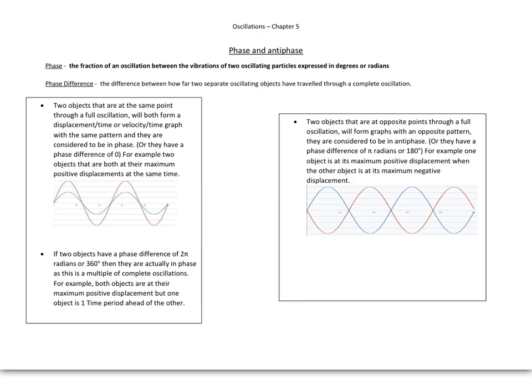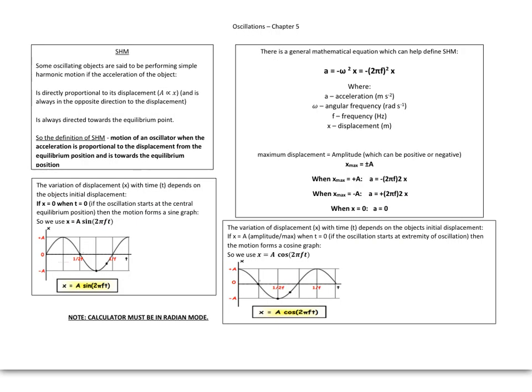But two objects that are at opposite points through an oscillation will form a graph of an opposite pattern, and they are considered to be antiphase. For example, if one object is at maximum positive displacement when the other is at maximum negative displacement.